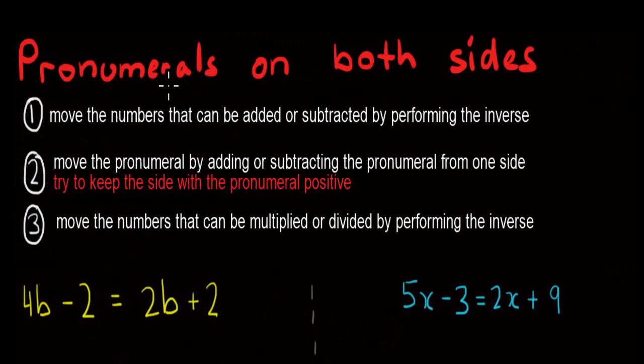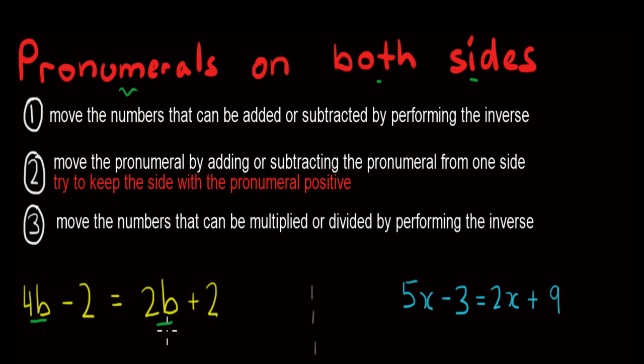Now here I'm going to show you how to solve an equation if we have pronumerals on both sides. Right, so if you look at this one, 4b minus 2 equals 2b plus 2. We've got 4b on the left-hand side, and 2b on the right-hand side. And at the end, we want to have just b on one side, not on both sides. So we have to go through a few different steps to make sure we can solve pronumerals on both sides kind of equations.